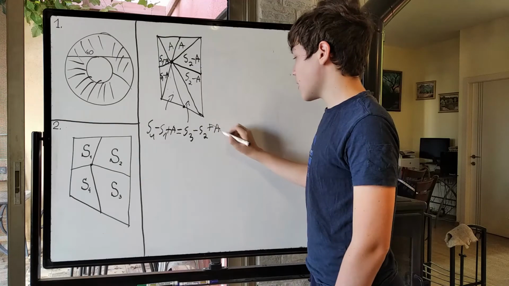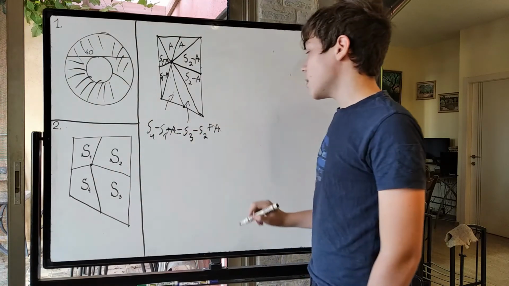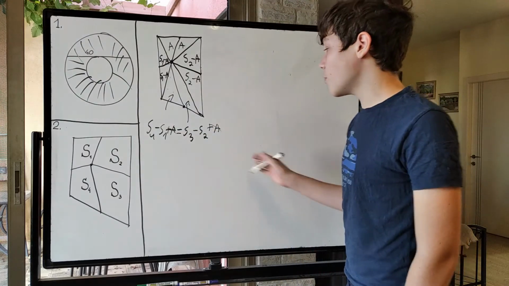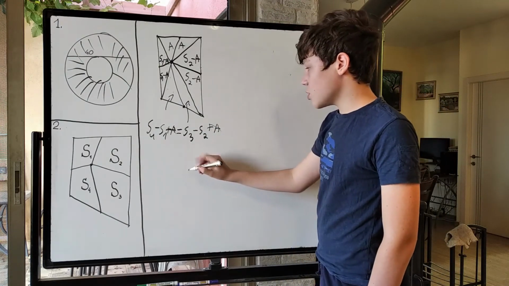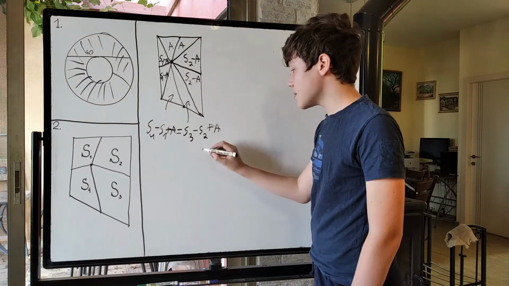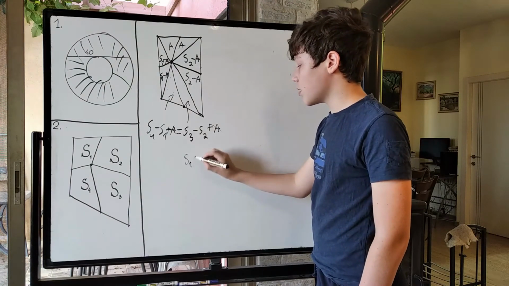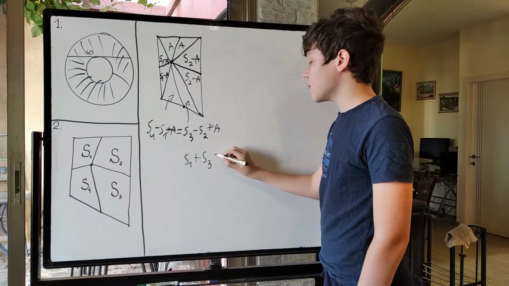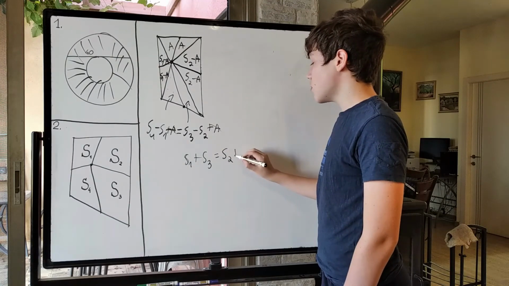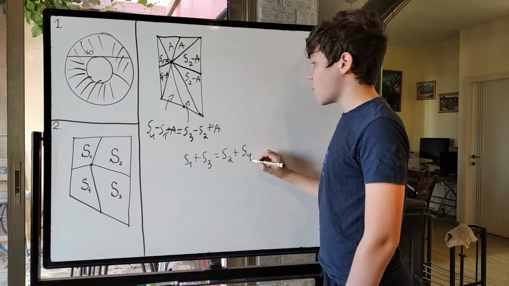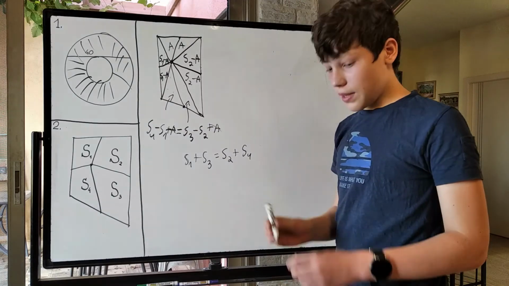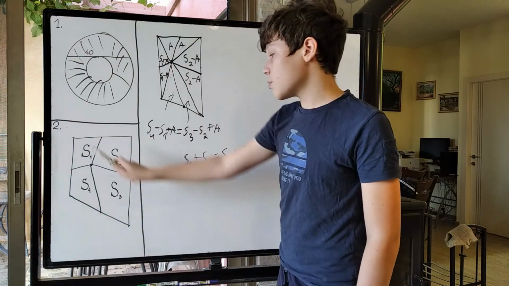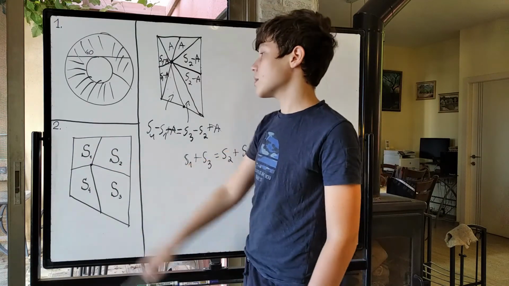We can cancel out the A, which is what we hoped for. And now we get a nice equation with S1, S2, S3, S4. If we quickly rearrange this, so we add S1 and S2 on both sides, we get S1 plus S3 is equal to S2 plus S4. So the sums of the opposite areas are the same. S1 plus S3 is equal to S2 plus S4.